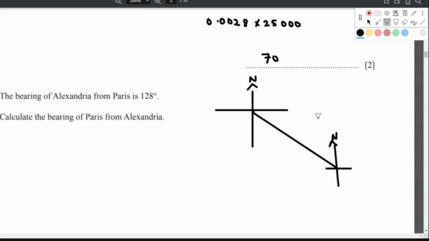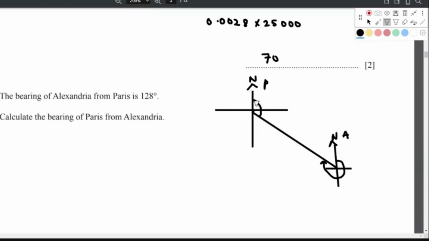So the bearing of, what do you call it, the bearing of Alexandria from Paris. So from here to here, so this must be Paris. This must be Alexandria, right? Calculate the bearing of Paris from Alexandria. So from Alexandria, it should be this entire thing, isn't it? Because we always start from 0, you go clockwise.